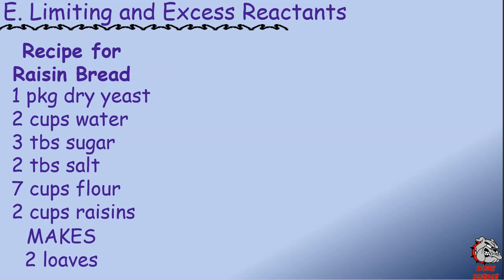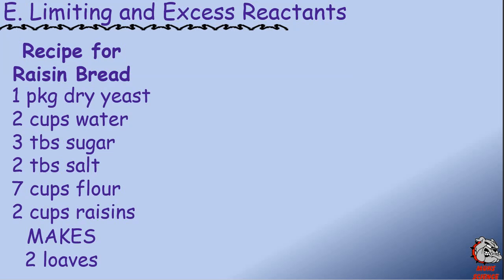So in this video, we're going to introduce the concept of limiting and excess reagents. Obviously, in a chemical reaction, one of the reactants is probably going to be used up first, unless you're able to exactly calculate the correct stoichiometric ratios, which is one of the things that you would be doing in the lab. In this example, to get the concept understood, I have a recipe for raisin bread.